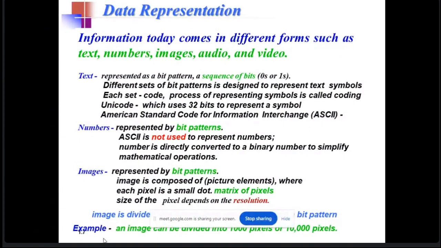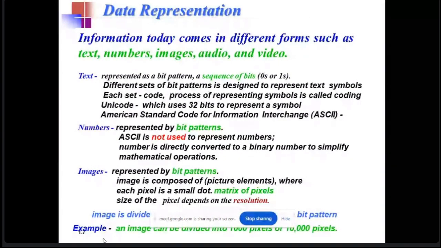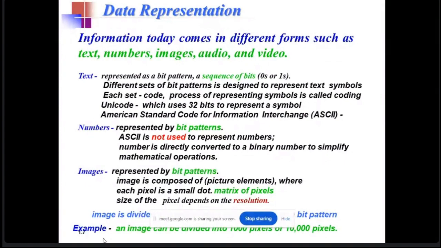An image is represented in terms of pixels: 1 megapixel, 2 megapixel, 3 megapixel, 5 megapixel. The megapixel count is the representation of the image in terms of a matrix, based on pixels. So an image can also be represented in terms of bit patterns. An image is composed of a matrix of pixels, which stands for picture element.